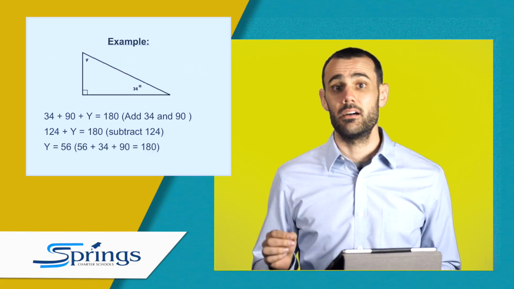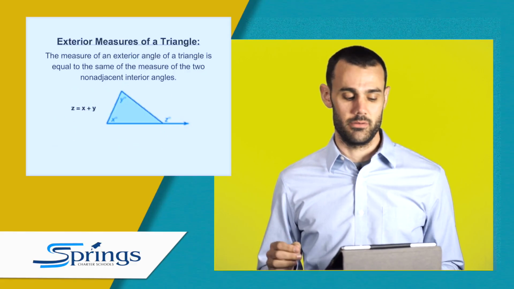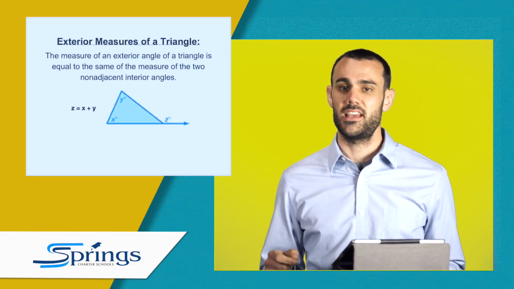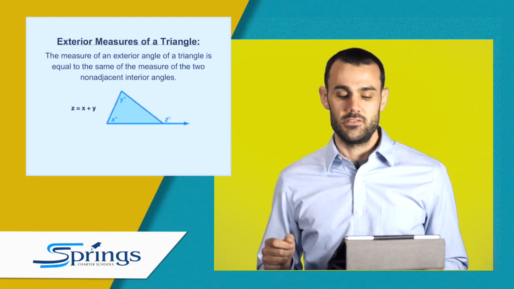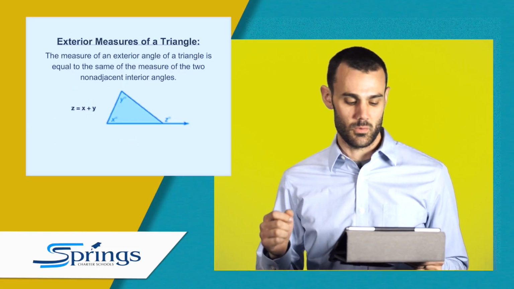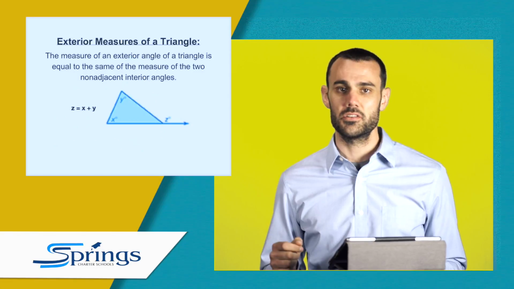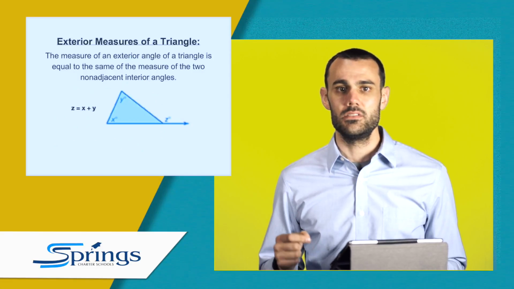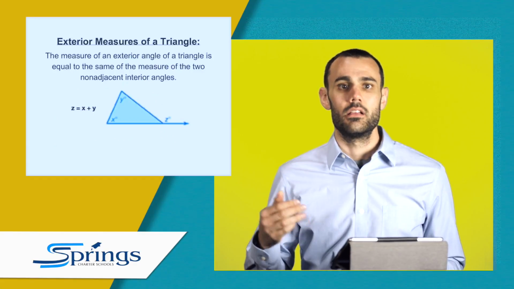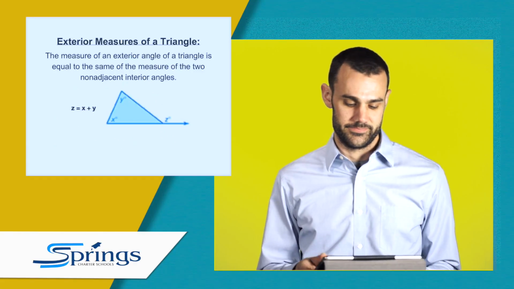Now let's talk about exterior angles of a triangle here for a moment. The measure of an exterior angle of a triangle is equal to the sum of the measures of the two non-adjacent interior angles. So here in this case we have angles y and x, and when you add them together, that will give you the exterior angle, in this case represented by the variable z. Let's take a look and practice this.